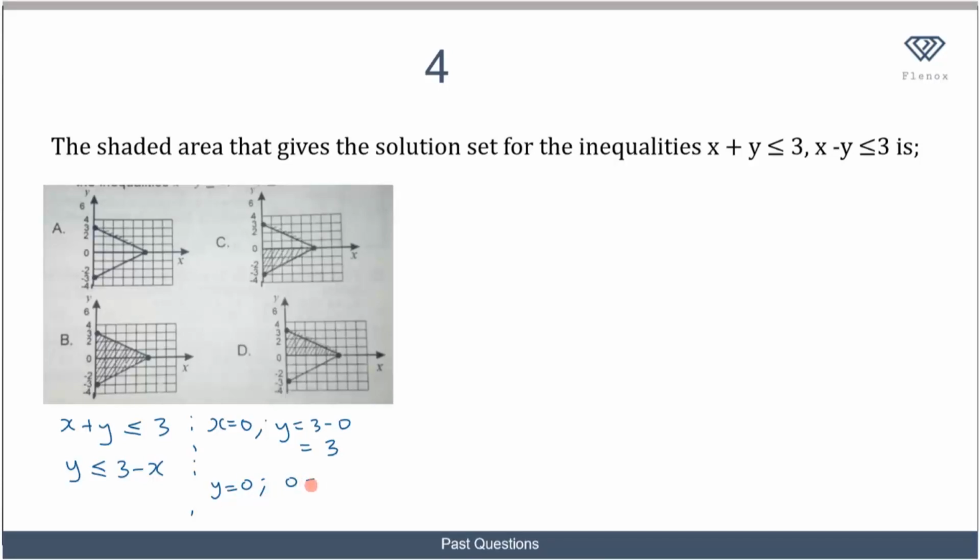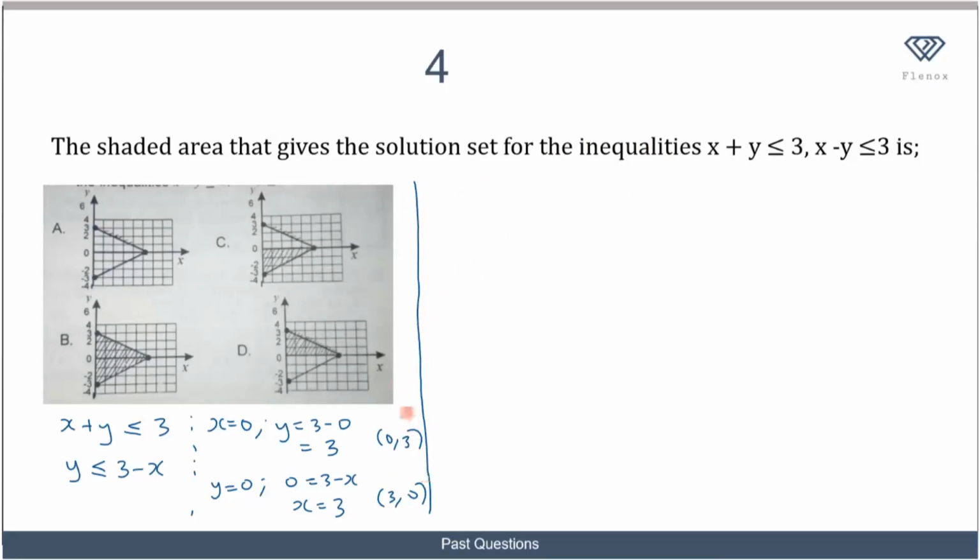Now we find the value of x when y equals to 0. So when y equals to 0, 0 is equals to 3 minus x. So I know that my x also will be equals to 3. So my coordinates here will be 0, 3, and my coordinates here will be 3, 0. Value of my x is 3 and value of my y is 0.